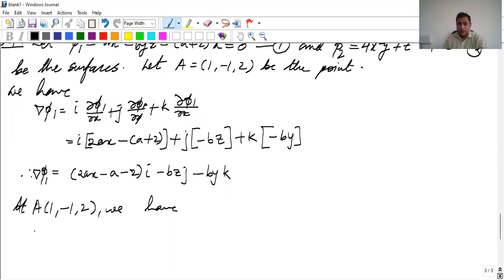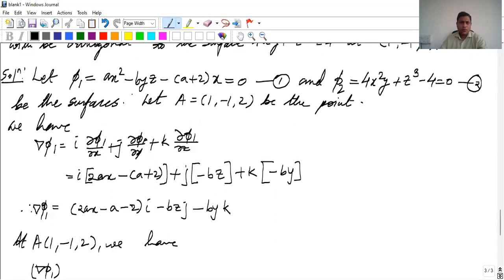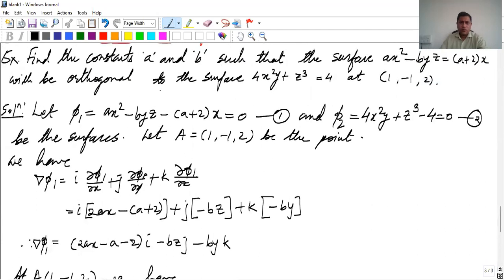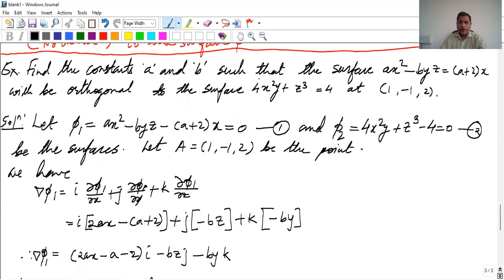Excuse me, sir, will there be k into 3z square? We are considering this function. We are not considering phi 2. We are considering phi 1 yet. Yes, yes, sir. Okay.